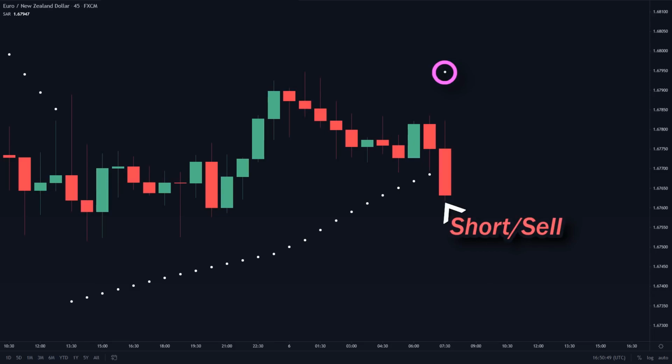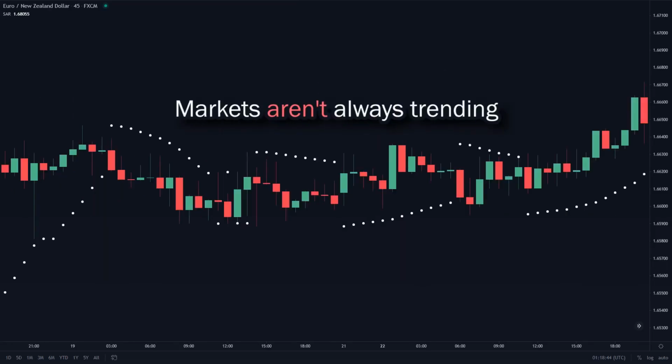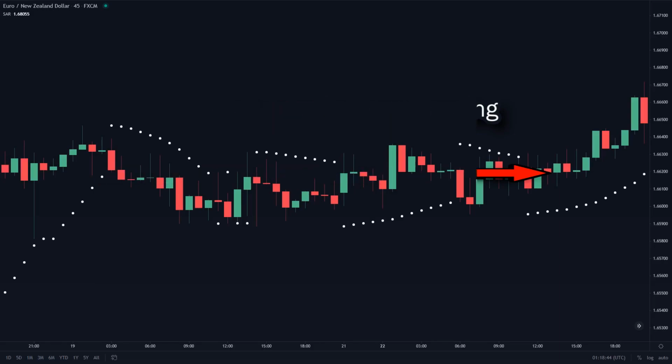Now, despite this being a famous strategy, there are actually a couple of problems if you use the indicator this way. Firstly, the Parabolic SAR is a trend indicator, meaning it only works on trending markets. Remember, markets aren't always trending. It can also move within a range. And because the Parabolic SAR is constantly showing signals non-stop, it means that it'll also show signals even when the market isn't trending.